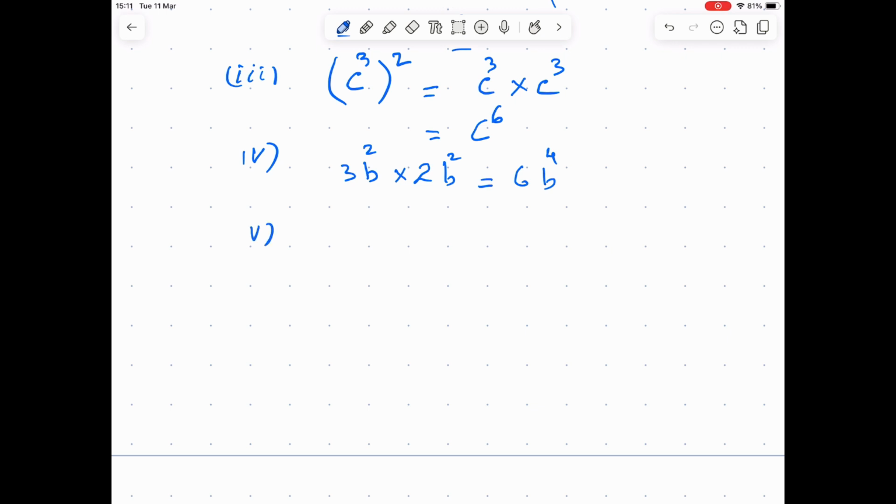And the next one is the square root of 9b squared. We can write this as the square root of 9 times the square root of b squared. Square root of 9 will be 3 times the square root of b squared will be b. So the answer is 3b.